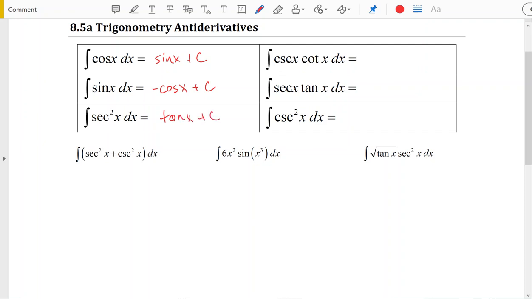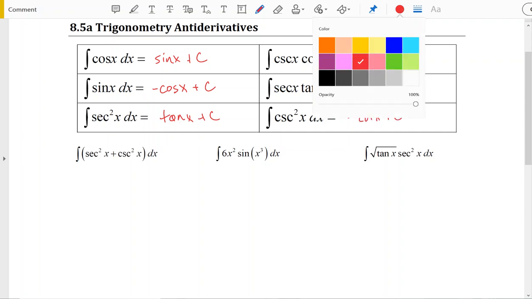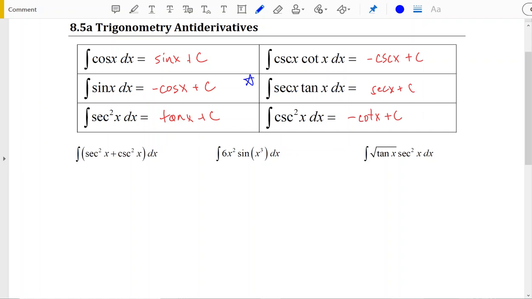The antiderivative of cosecant times cotangent is negative cosecant x plus c. The antiderivative of secant tan is secant x plus c. And cosecant squared is negative cotan x plus c. Quick reminder about the negatives. You can remember which ones have negative signs by noticing which ones have answers that start with C.